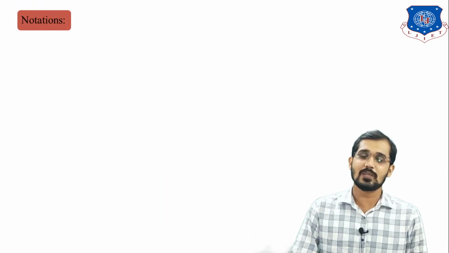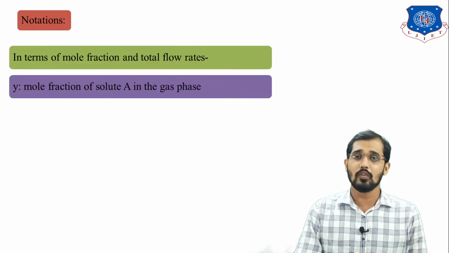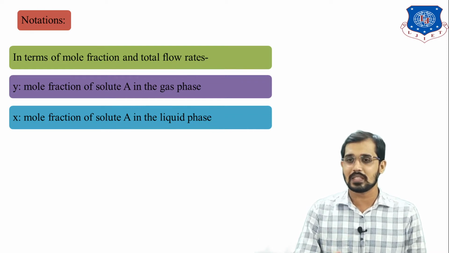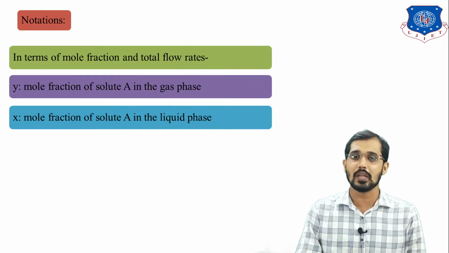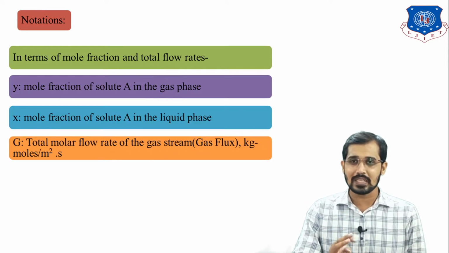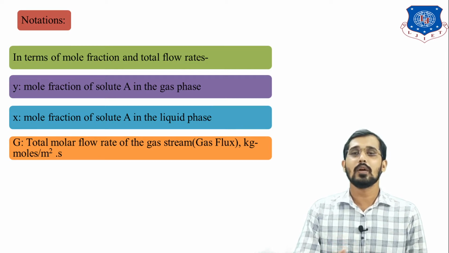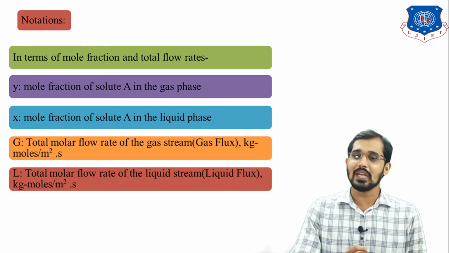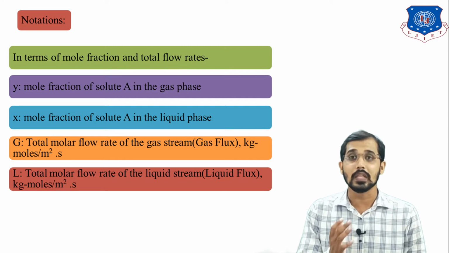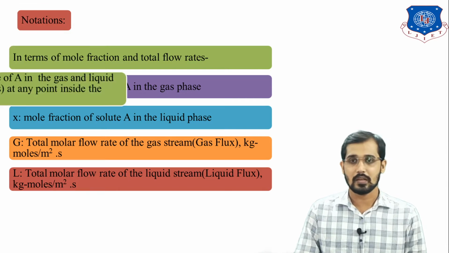You can see the notations, which I already told you, in terms of mole fraction and total molar flow rate. First one is Y, which is the mole fraction of the solute A in the gaseous stream. After that, X is the mole fraction of the solute A in the liquid phase. Capital G is the total gas flow rate. I can say this is the gas flux as well, because its unit is kg mole per meter square second. After that, capital L is the liquid flux, or the total molar flow rate for the liquid stream, and its unit is kg mole per meter square second.